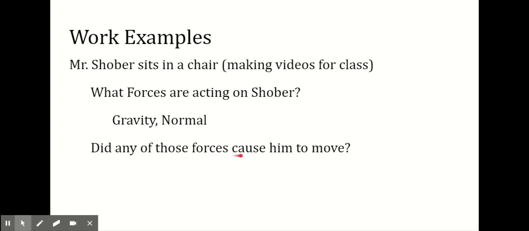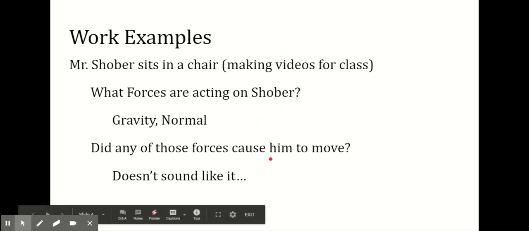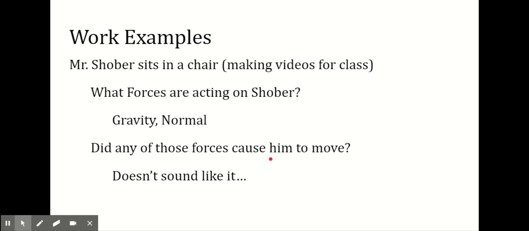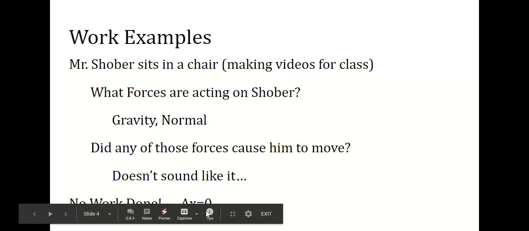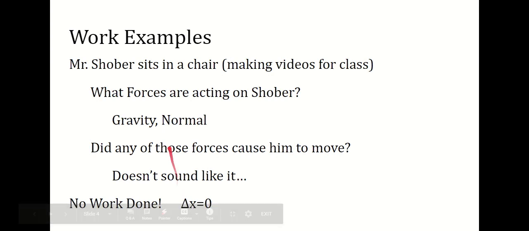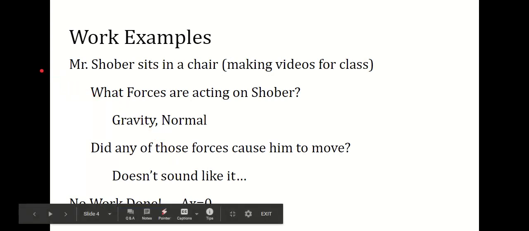So the next question is, did any of these forces cause me to move? So does gravity or normal force cause me to move in this question? It doesn't really sound like it. It sounds like I'm just sitting in a chair making videos for class, not moving. So if I am not moving, that means my change in position would be what? Since my change in position is 0, there's no work done.